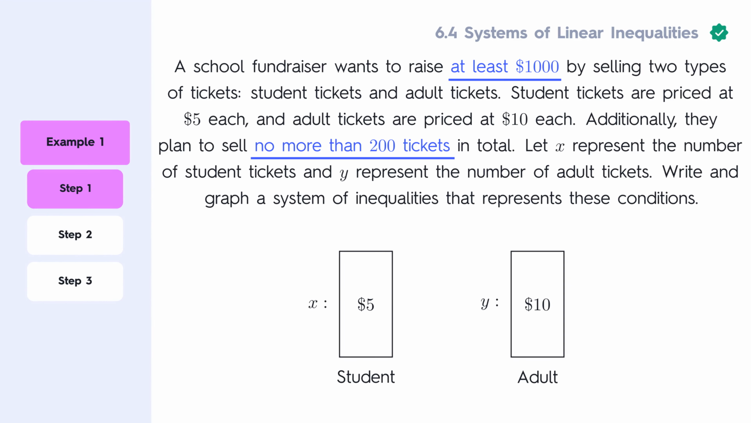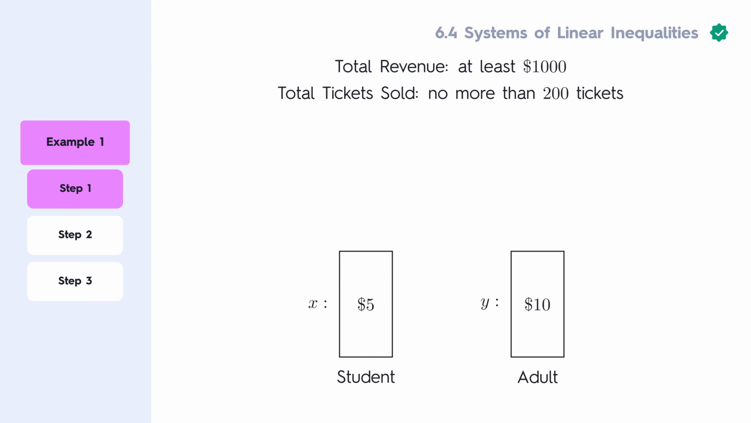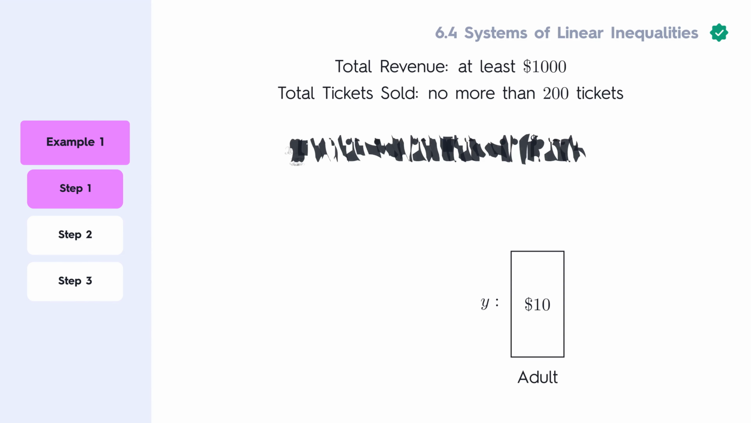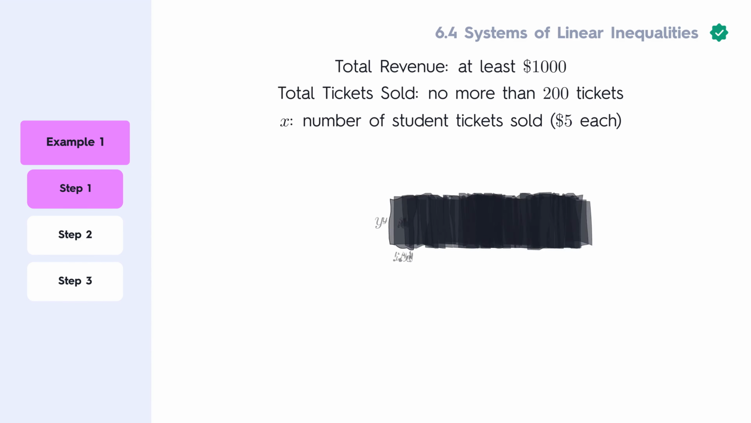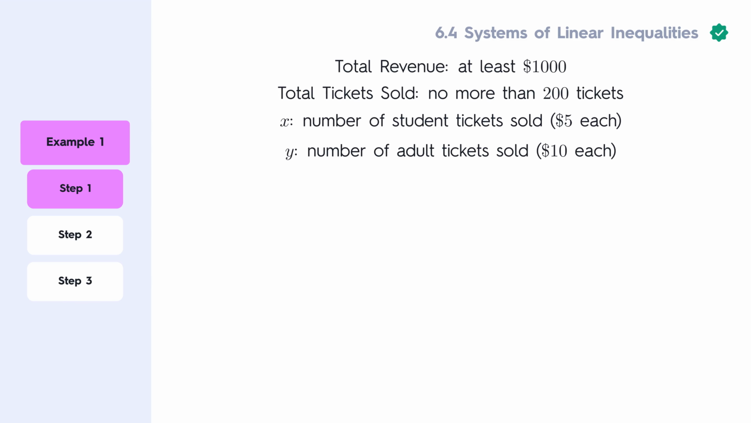First, let's write the inequalities that represent the conditions. We already know that x represents the number of student tickets and y represents the number of adult tickets. The problem states that the fundraiser needs to raise at least $1,000. Since each student ticket costs $5 and each adult ticket costs $10, we can write the total revenue as 5x plus 10y. To meet the goal of at least $1,000, our first inequality becomes the following.